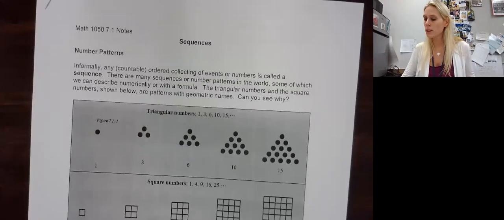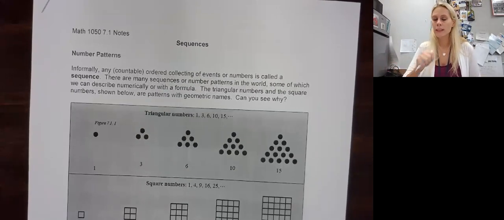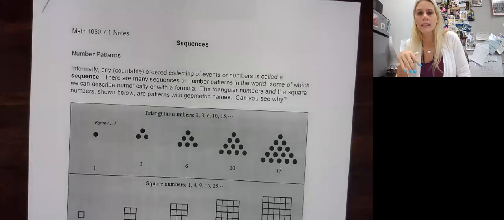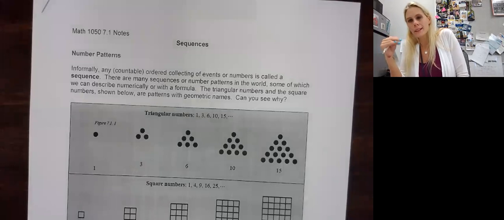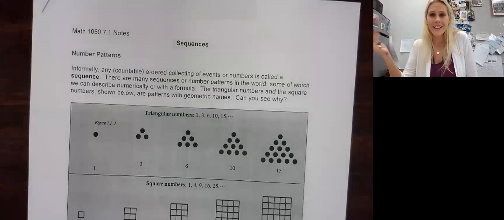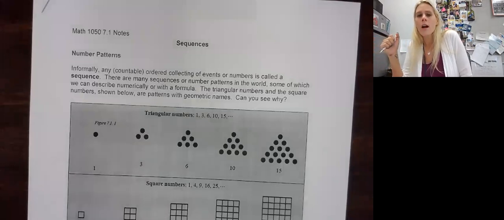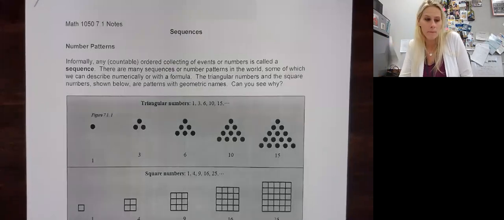Hey guys, so we're starting chapter 7. There's only 3 sections in here. This first section is on sequences. What I'm going to do is try not to read you everything because I know you can read and do the notes yourself there. So I'm going to just point out the most important things, okay?